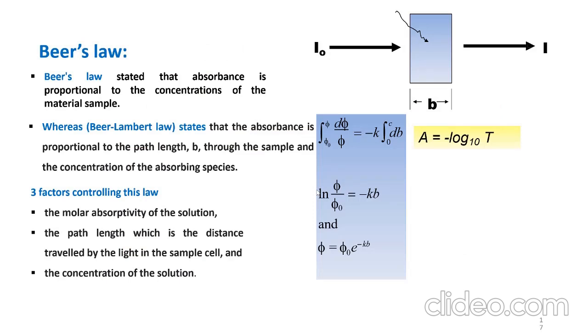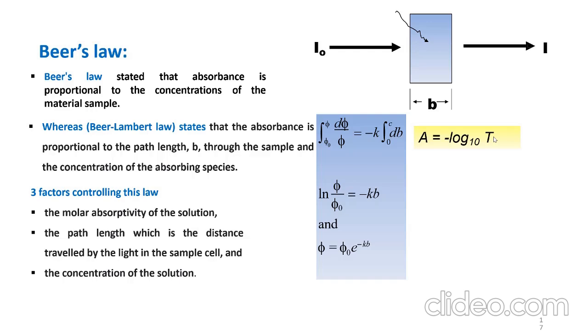Again, a little bit about Beer's law. Beer's law states that the absorbance is proportional to the concentration of the material and also the path length. In this case, the absorption and transmission relation is given, and absorbance is equal to minus log 10 of transmission. So it is basically opposite, and if we plot the log of transmittance, we get absorbance, and vice versa.